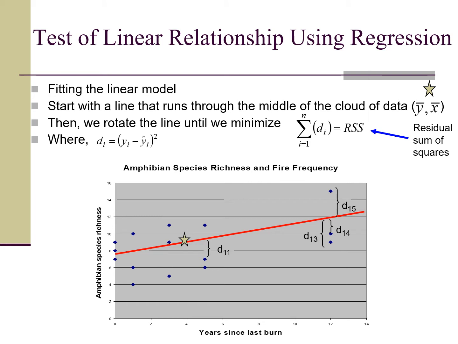And here's an example, and we can see all of our independent little deviations there, denoted as D11, D13, D14, D15, and our line. And you can imagine rotating that line so that when you look at each one of those D's, then squared, that sum is going to come to some minimum value.